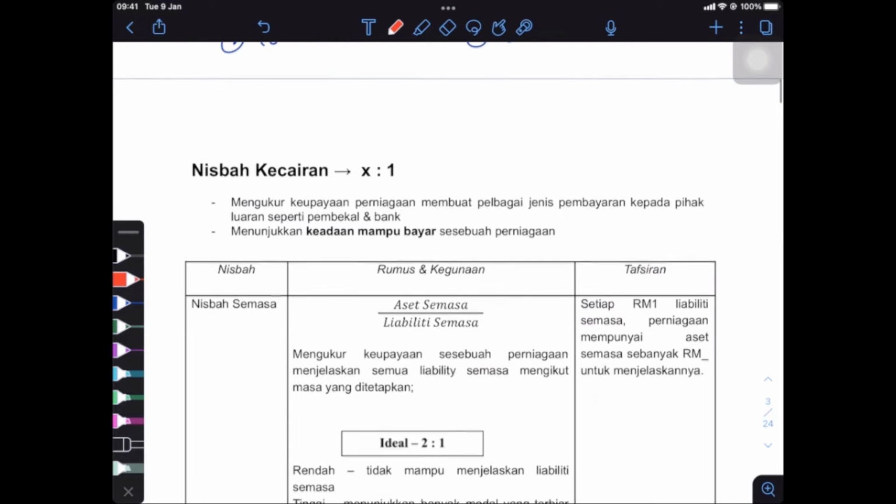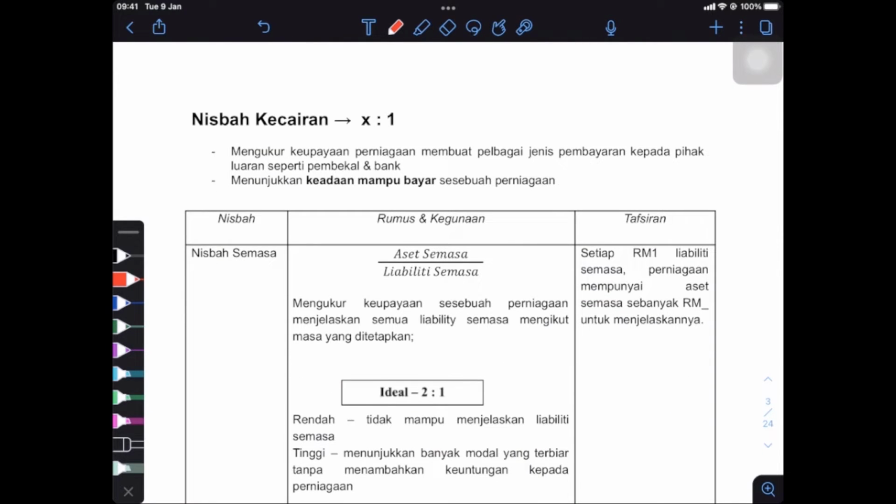Okay. Nisbah kecairan. Yeah. So as we mentioned just now, it focuses on converting your asset into money. But what it is actually assessing is your ability to pay back your liability using your asset. So now you have asset, we want to convert it into cash, and then using this cash, we are going to pay our liability. So this is nisbah kecairan.